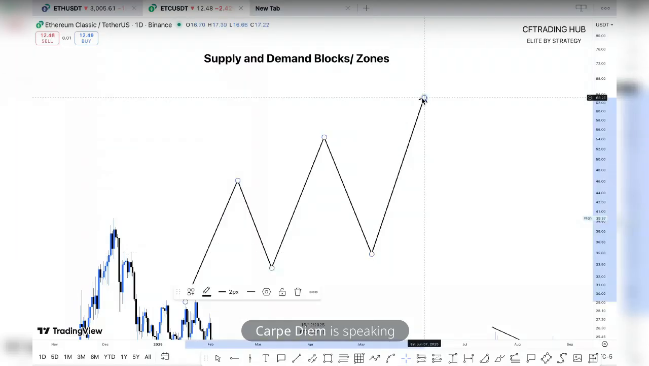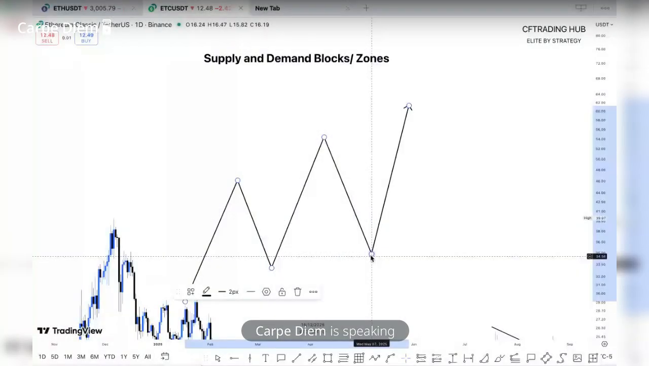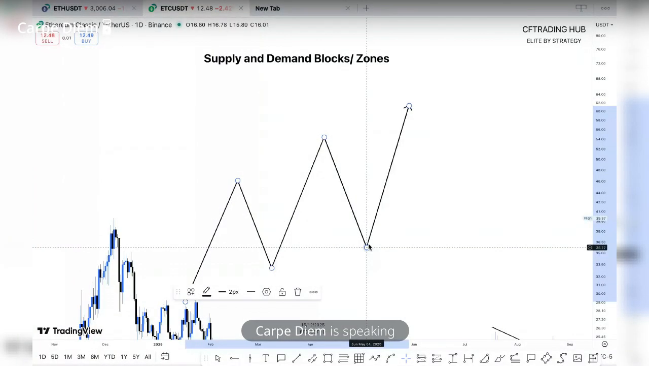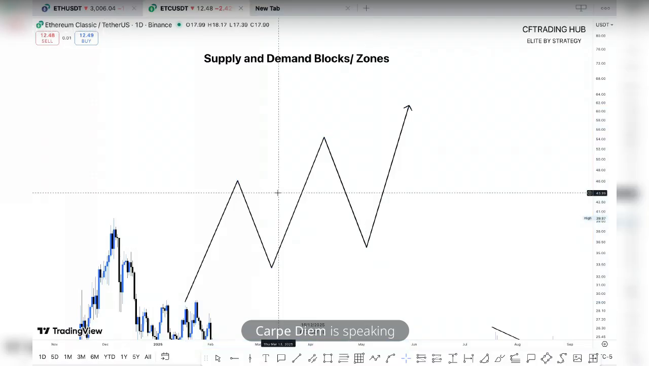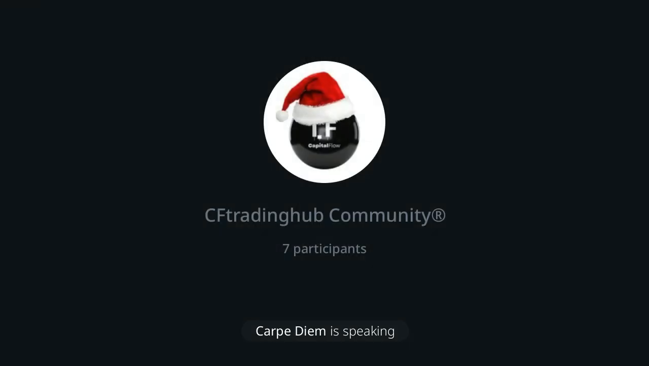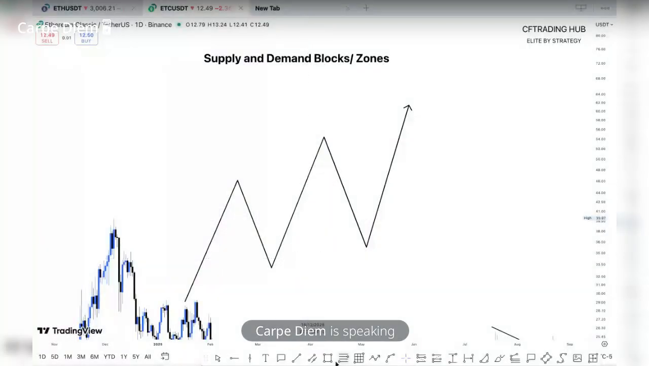Just like in basic economics, demand represents buy, supply represents sell. So whenever you see the market going in an uptrend, you look for demand zones. Demand zones are found in an uptrend. So basically, this will be something like a demand zone.